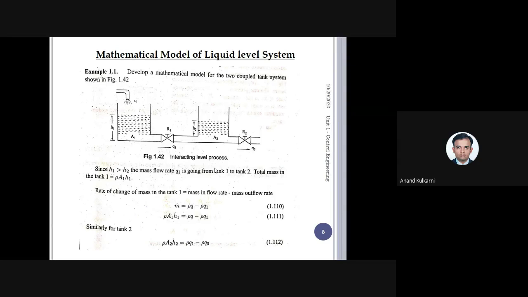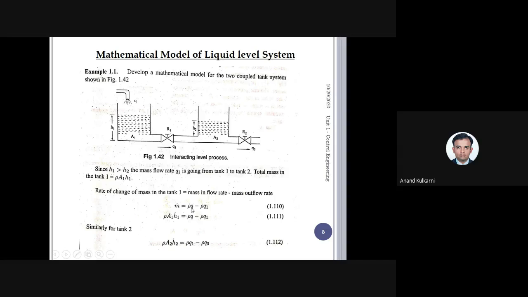The change of mass which is happening in tank 1 is equal to rho into Q minus rho into Q1. Again, taking rho constant, if I write (Q minus Q1) into rho, and rho on both sides gets cancelled, we get A1 H1-dot is equal to Q minus Q1. That is for tank number 1.